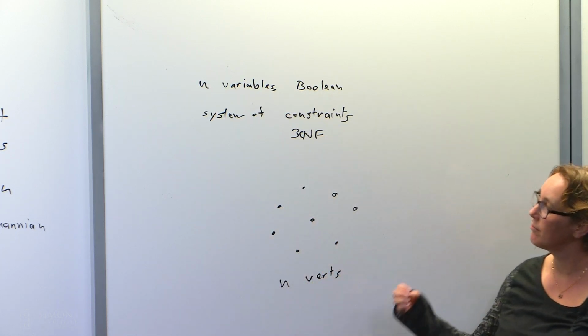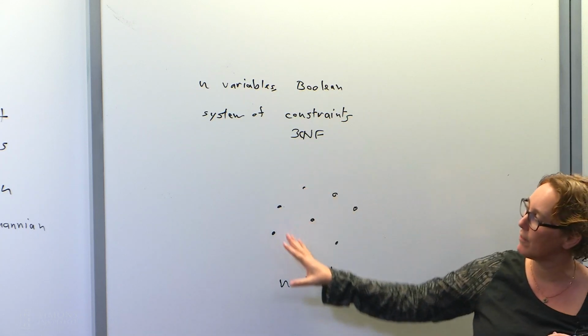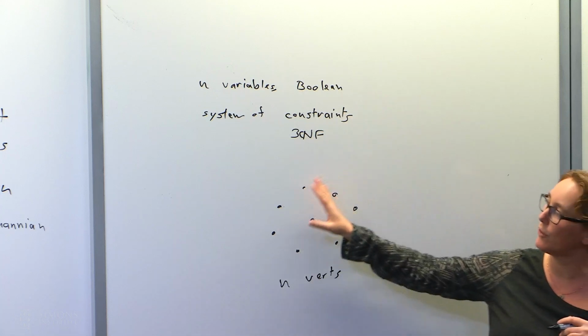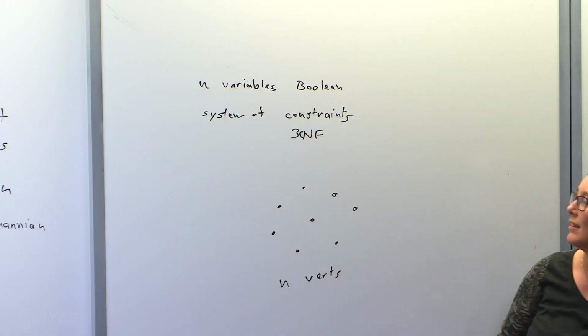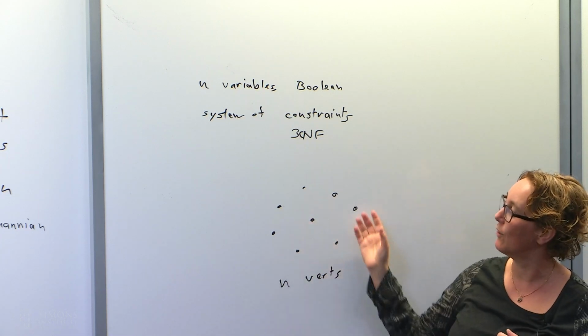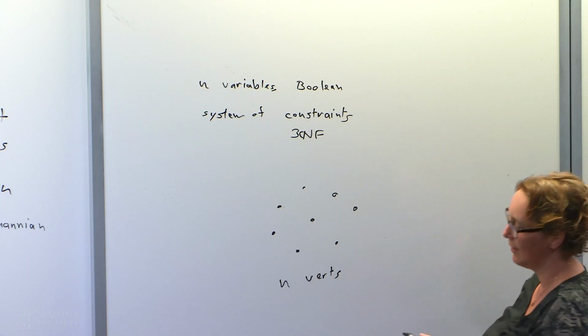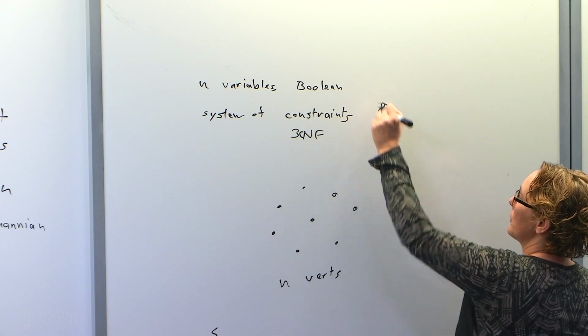And an assignment to the variables is like a labeling of the vertices. And they're Boolean, so it's just a 0-1 function on the vertices. And the constraints say some assignments satisfy all of the constraints. So let's call this system of constraints phi.